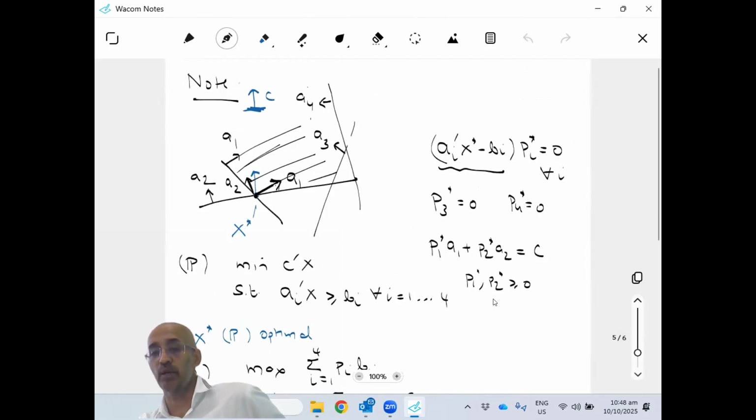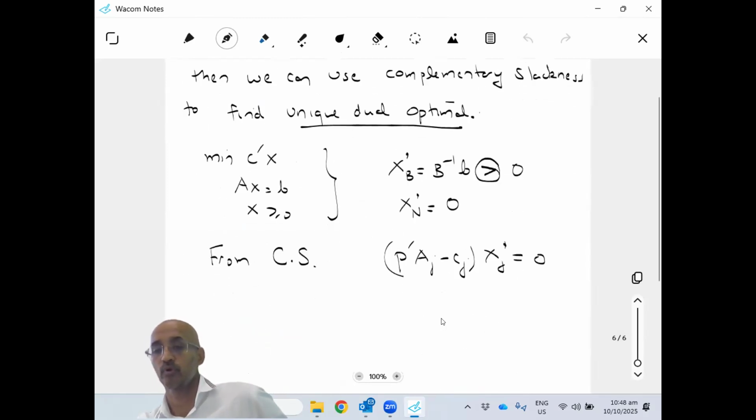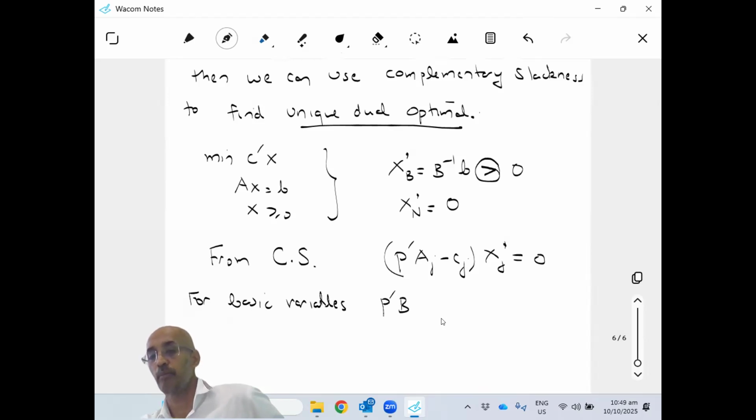For every basic variable, for all the basic variables, these numbers are going to be positive, which means that this has to go to 0. So for basic variables, if you take the columns corresponding to the basic variables, you will get P transpose B minus the costs corresponding to my basic variables. This entire vector should be equal to 0.